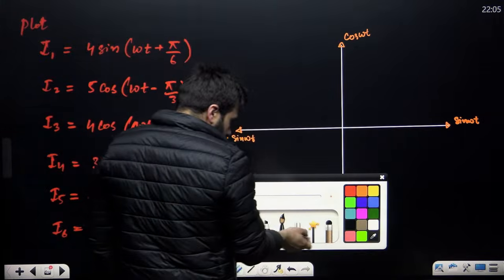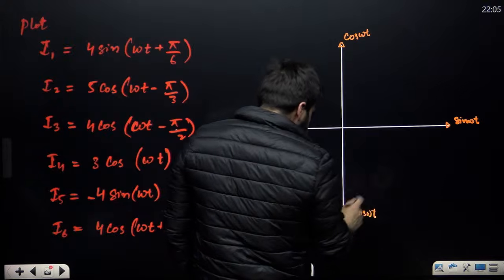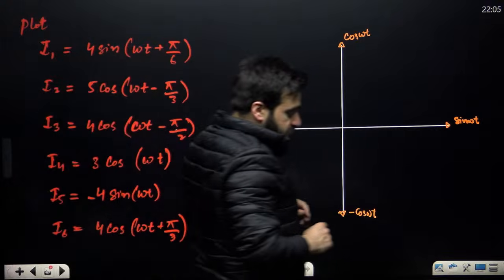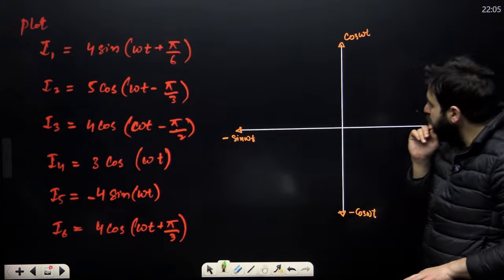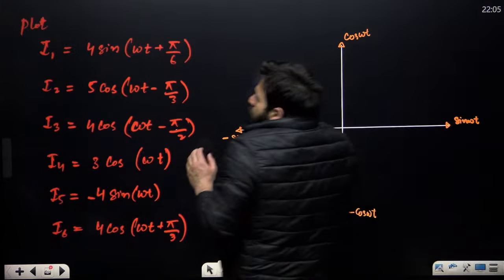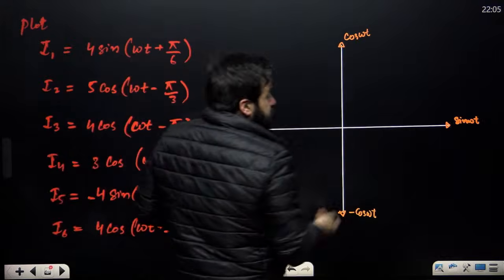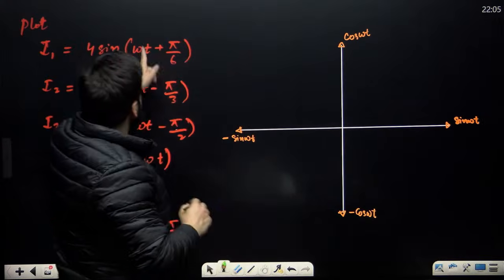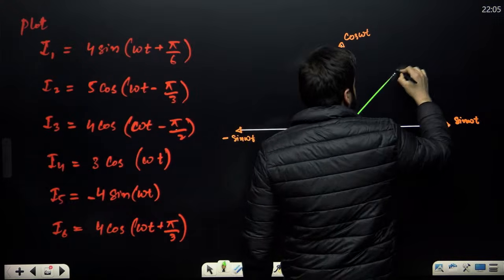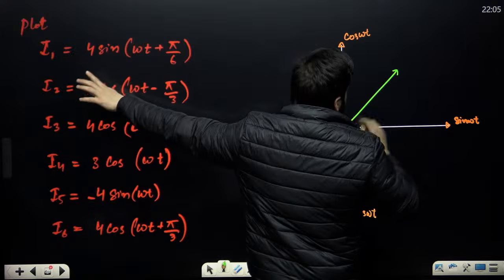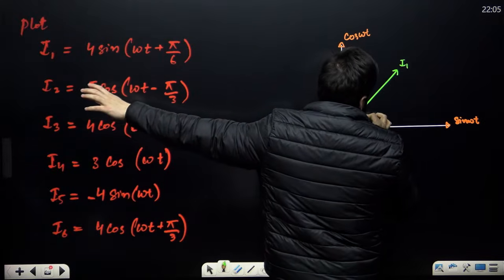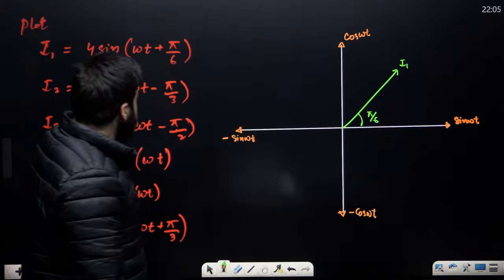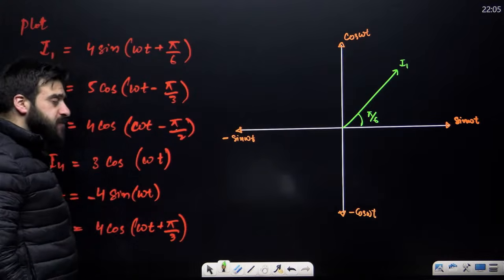Okay. Now guys, if I say first one, 4 sine omega t plus pi by 6. Guys, see. If it was only sine omega t, I would have made on x-axis, but it is plus pi by 6. Plus pi by 6 means anti-clockwise. Minus means clockwise. So you'll be making it like this. And this will be I1. And this angle is pi by 6. Pi by 6 means how much? 30 degrees.